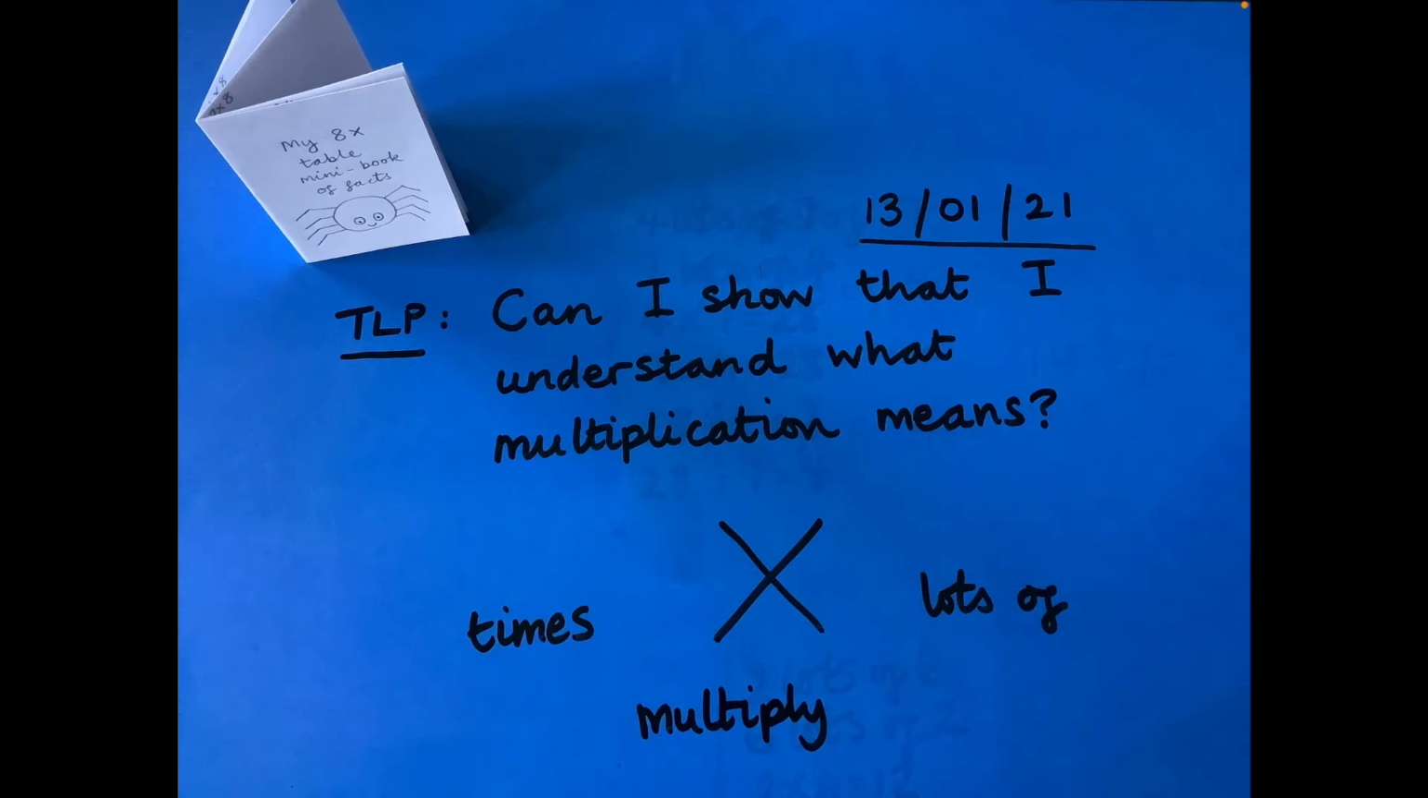Hello Year 4, this is your Wednesday maths lesson and our TLP for today is, can I show that I understand what multiplication means? So you just need to remind yourself that multiplication means multiplying things, your times tables, lots of 4, lots of 6, whatever times table you're looking at. And we're going to have a go at making some arrays to represent what multiplication is. And we're going to have a go at making one of these mini book of facts.